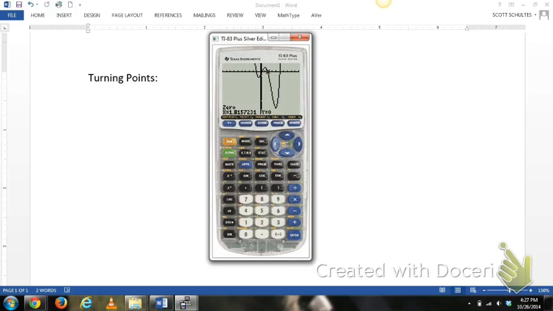Now, I'm going to continue and find this last 0. I'm going to hit second trace, and again choose 0, and I'm going to cursor to the right until I get close by. There we go. Here's my crosshairs. Right now they're to the left of that final 0, so I'm going to hit enter. I'm going to right arrow past it, and now I'm above that 0. I'm going to hit enter twice, and I get 5.03.